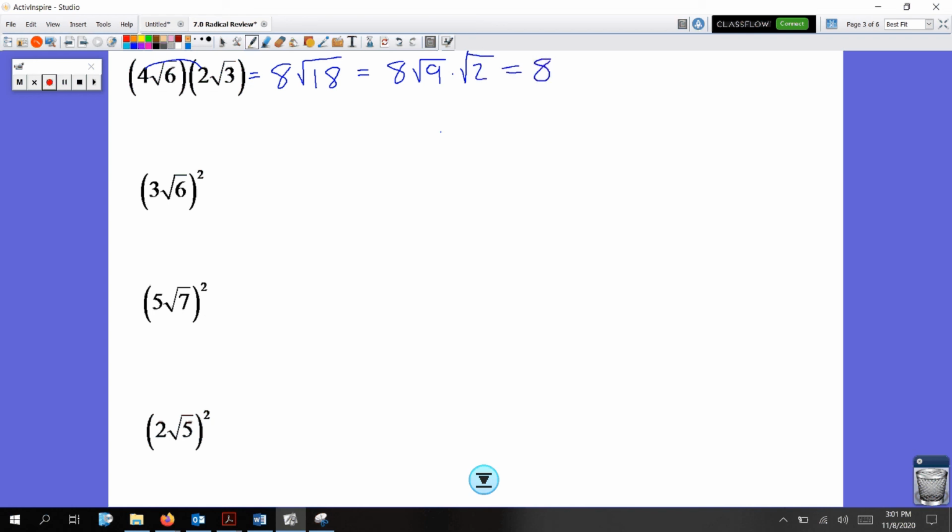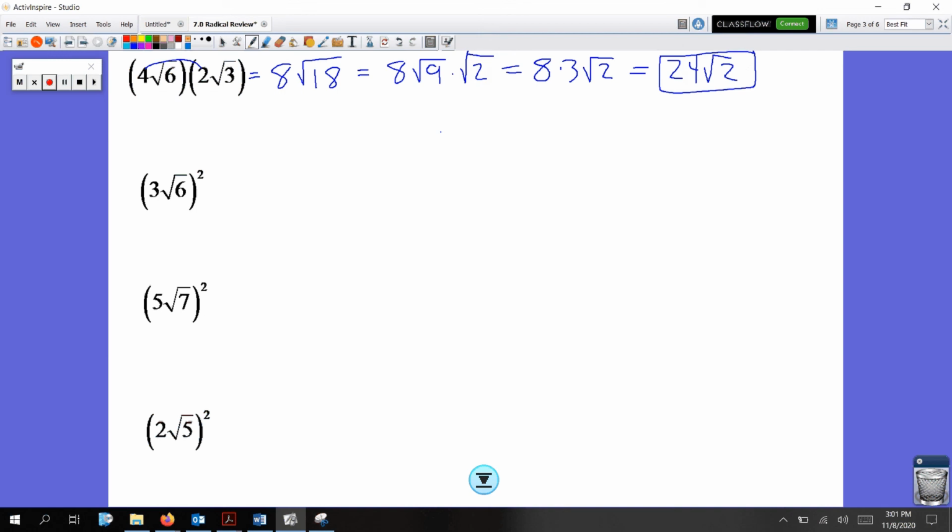Still keeping that 8 out front, the square root of 9 is 3, so that's going to get multiplied to the 8 now, and root 2 is just remaining root 2. And 8 times 3 is 24. Don't forget your root 2. And there it is. That's your answer in its most simplified form.